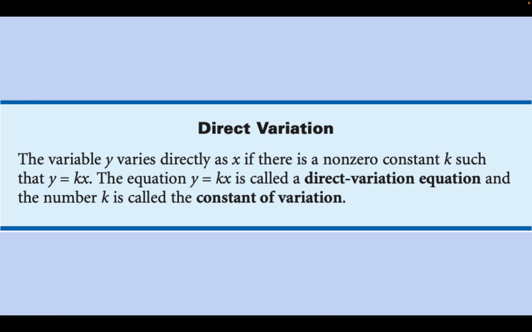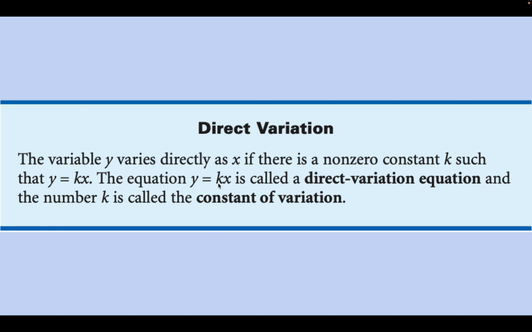Direct variation, I took this from the textbook, the whole Algebra 2 textbook. The variable y varies directly as x if there is a non-zero constant k such that y equals kx. The equation y equals kx is called the direct variation equation, and the number k is called the constant of variation. So basically, here y equals kx is the direct variation equation, and then k, when it says it is the constant of variation, it means that it is the one that changes.